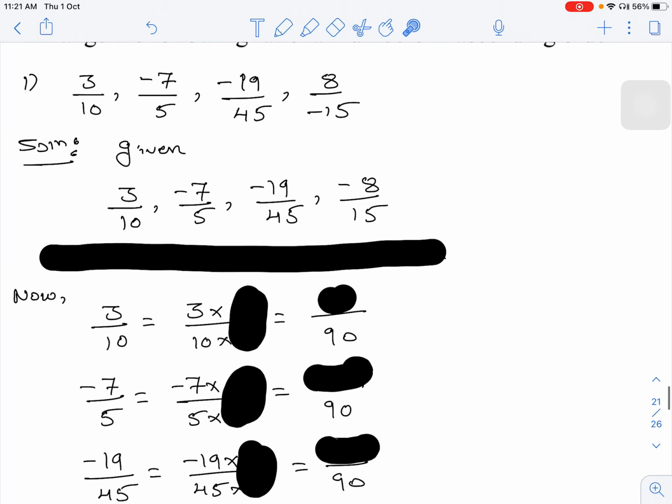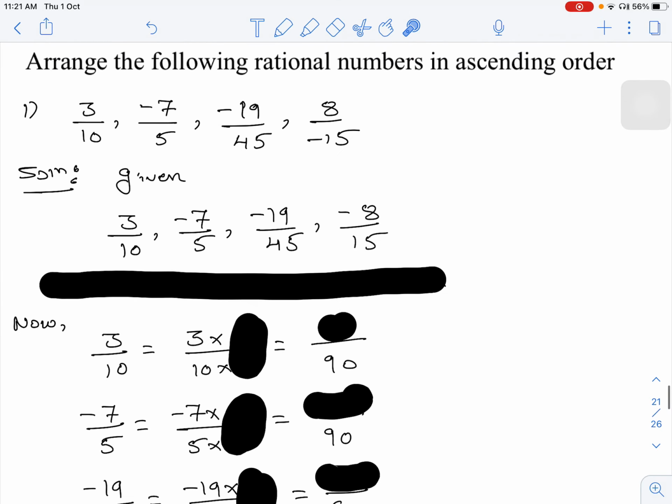Now next, if you want to compare between all these numbers, they all should have the same denominators. Okay, now when can we make same denominators? For making denominators the same, we have to find the LCM of these denominators. Okay, so for your convenience I'm just writing here one method of how to find the LCM. So here I'm writing the denominators.